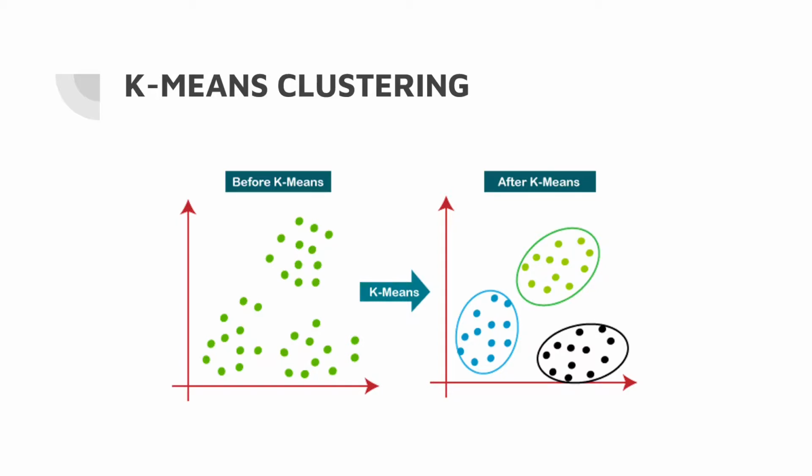As you can see in the image, there are a few data points in the green color in the entire XY plane. Then after making clusters, they have formed into different groups. The one is the green one, the blue one, and the black one.